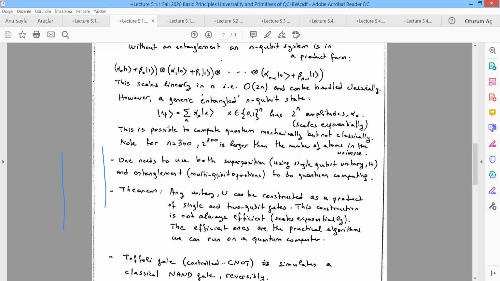So the efficient ones, the ones that scale polynomially, in other words, are the practical algorithms. These are the actual practical algorithms that we can run on a quantum computer. So this is the main trick behind developing quantum computation algorithms using single qubit and two qubit gates: to be able to come up with an efficient quantum circuit using a polynomially scaling number of gates to build a corresponding unitary transform. This is the main idea.